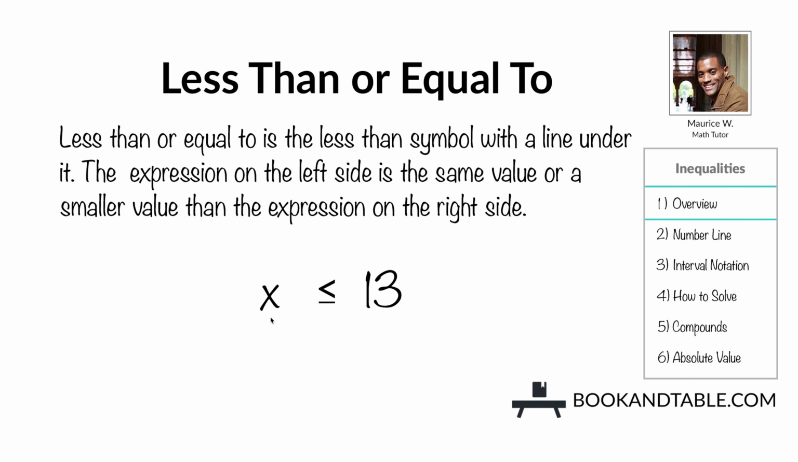And just like the less than, we can have a variable in less than or equal to. So x can be 13, 12, 11, 10, so on and so forth. But it cannot be 14, 15, or anything larger, such as 23.